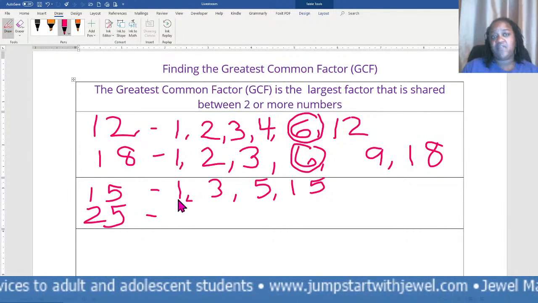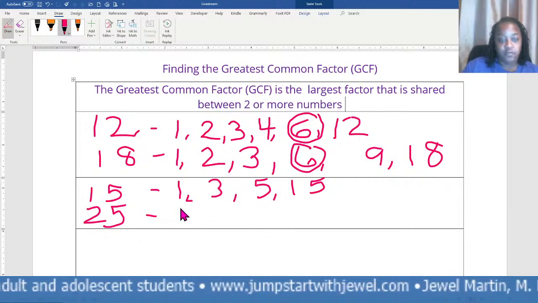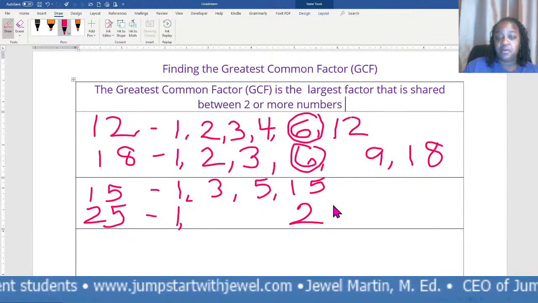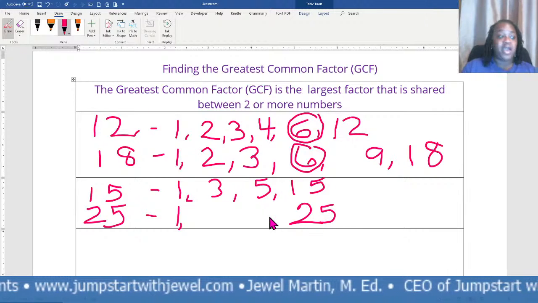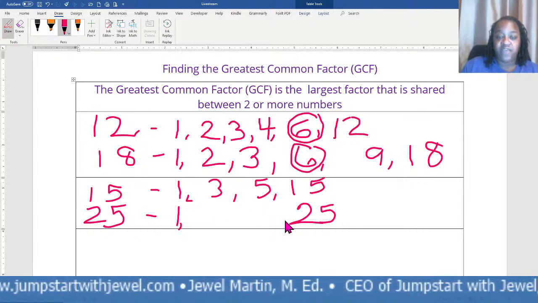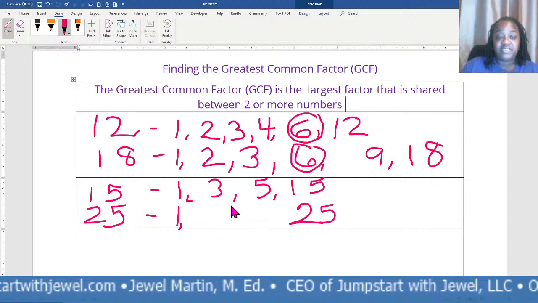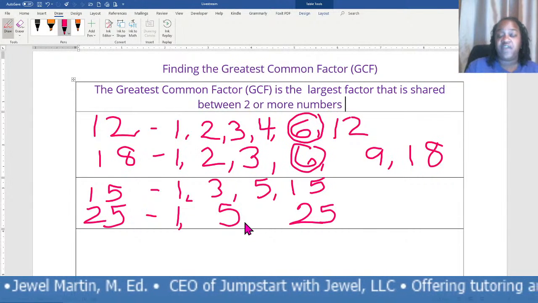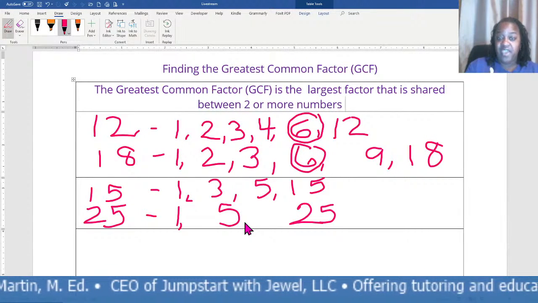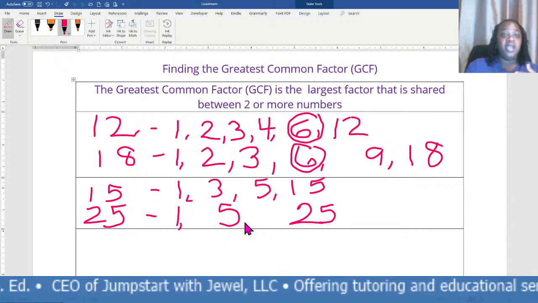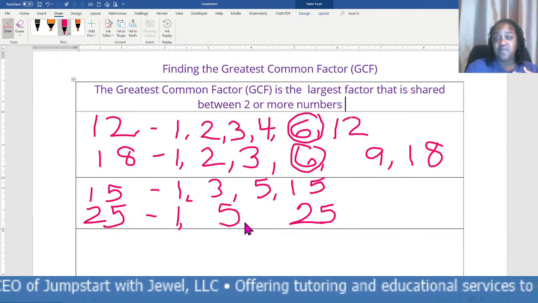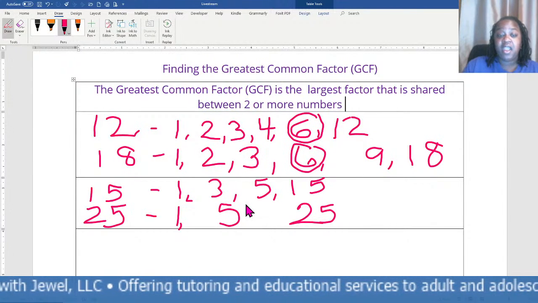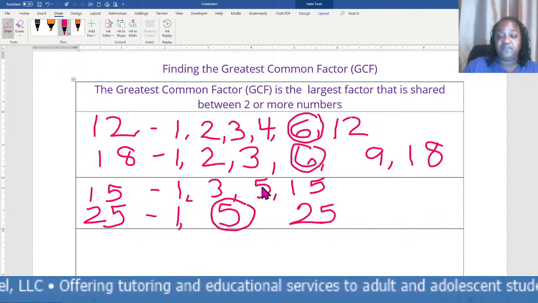Then think of 25. What are the factors of 25? Of course, there's 1 and 25, because every number multiplied by 1 is going to be that number. And then the only other factor left is 5, because 5 times 5 equals 25. So you only have to put down 5 once. So you look at your common factors, and you never use the number 1 as the greatest common factor. It has to be another number besides 1. So in this instance, our greatest common factor is going to be 5.